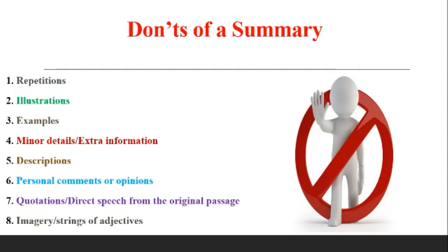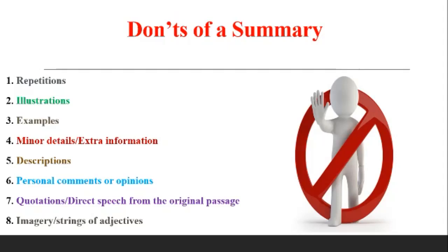Personal comments and opinions: don't tell us what you think. Simply give us relevant points from the text. If somebody is stupid because the person did a particular thing in a particular way, no. Saying somebody is stupid is not a point, it's a comment and opinion. That should not be found in your summary.